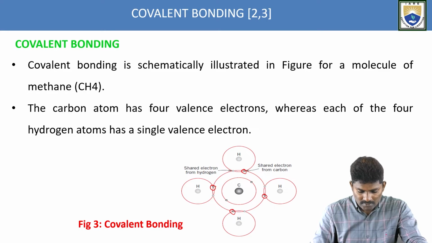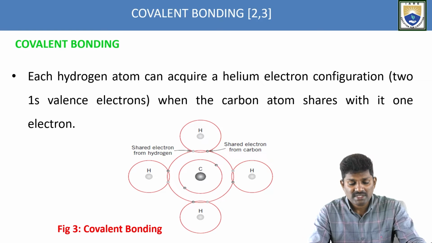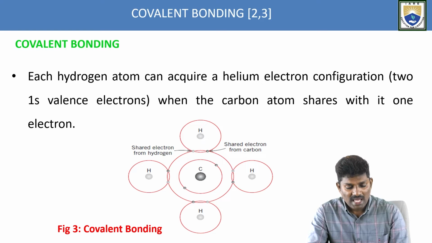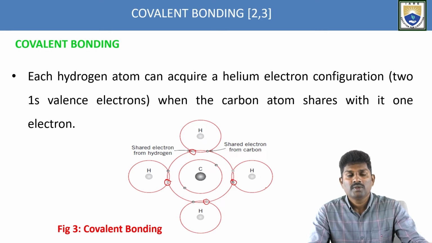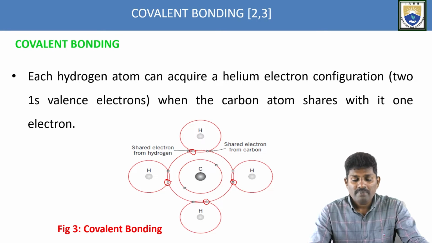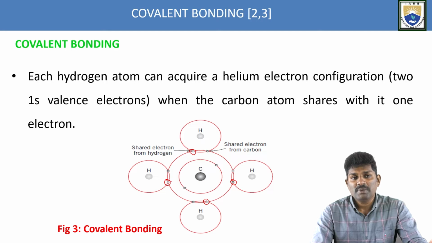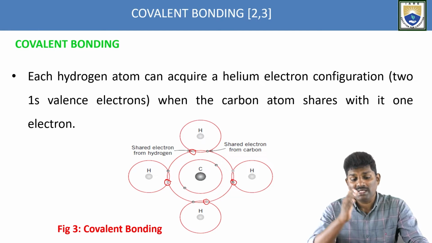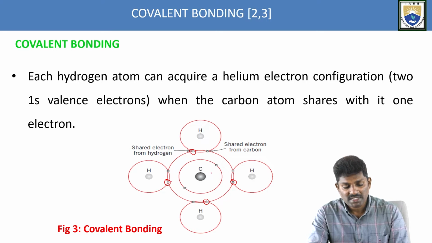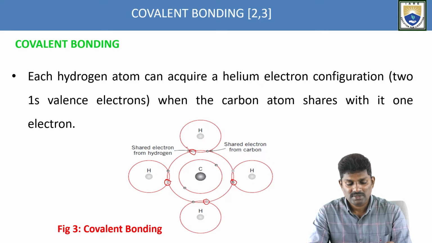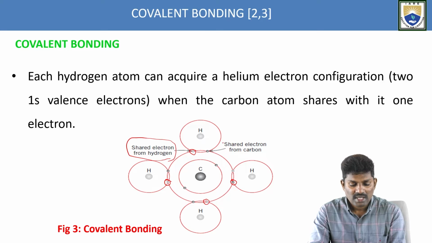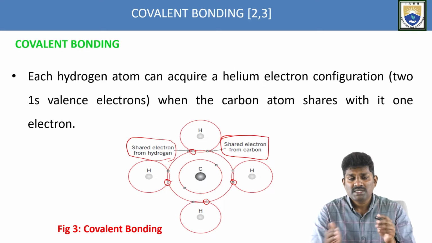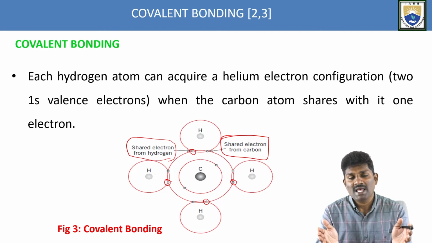And if you see the hydrogen atom acquire helium configuration, this is having again 1, 2, 3 and 4. Hydrogen is having 4. Now since the covalent bond is happening with the sharing of the electrons to the adjacent, this carbon is being shared with the hydrogen atoms. See here, shared electron from hydrogen and shared electron from carbon. So it is sharing the electrons from the carbon as well as the hydrogen.